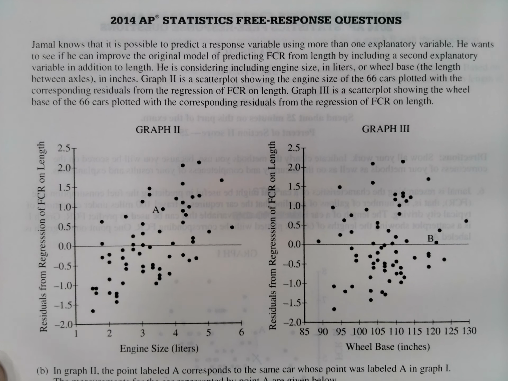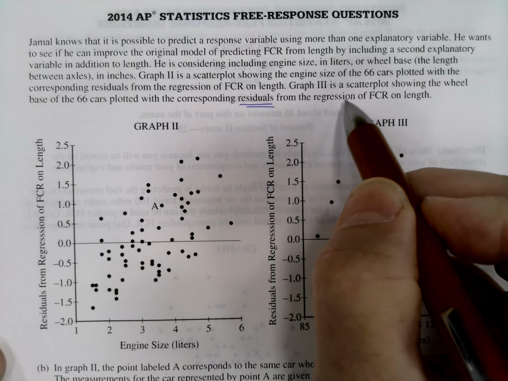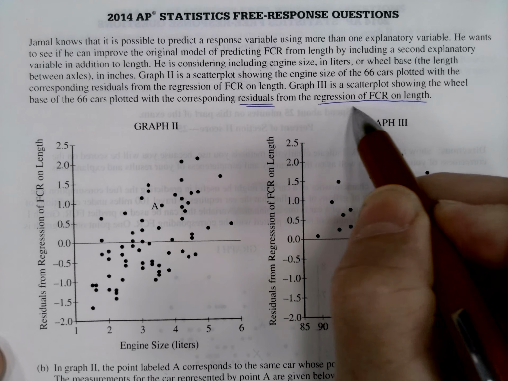So he wants to see if he can improve the original model of predicting FCR from length by including a second explanatory variable in addition to length. So this is tricky. He's considering including engine size in liters or wheelbase, the length between the axles, in inches. So graph 2, we can see this is engine size of the 66 cars, and then graph 3 is the wheelbase. And both of them are on the residuals of the regression of FCR on length.